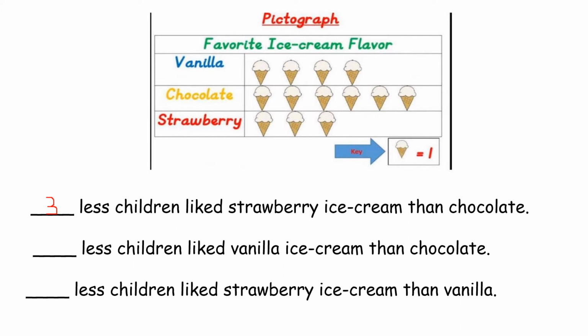So let us continue. We have how many less children liked vanilla ice cream than chocolate. So we are looking at vanilla and we are looking at chocolate. So if we match it and we put an imaginary ice cream to match this one and to match this one. So how many less we have? How many missing? We have 2 missing. So we have 2 less children like vanilla ice cream than chocolate. So for the less, we are looking at the missing ice creams to figure out how many less children.